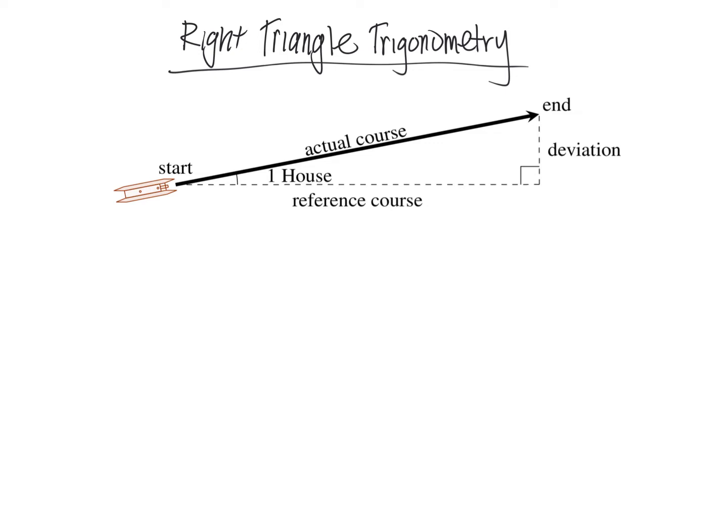And they can do this by first measuring the angle of deviation from the intended course, and this is usually measured in units of houses. Recall one house is 11.25 degrees, and then they calculate the distance they traveled to figure out the deviation. So in this section, we're going to figure out, given a house, or given a known angle, and a length over here, how far have we deviated?